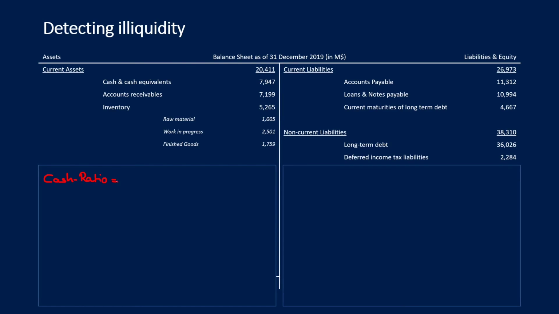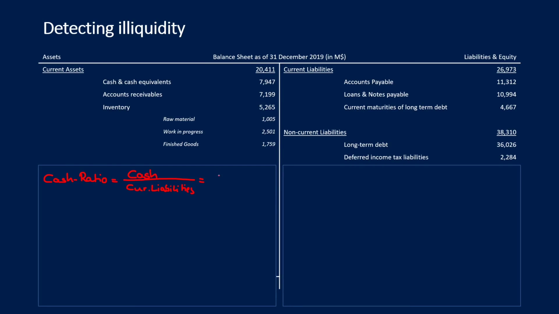So the cash ratio is defined as, I just write cash, but I mean cash and cash equivalents, of course. Cash divided by current liabilities. Because the cash is used to cover the current liabilities within 1 year.